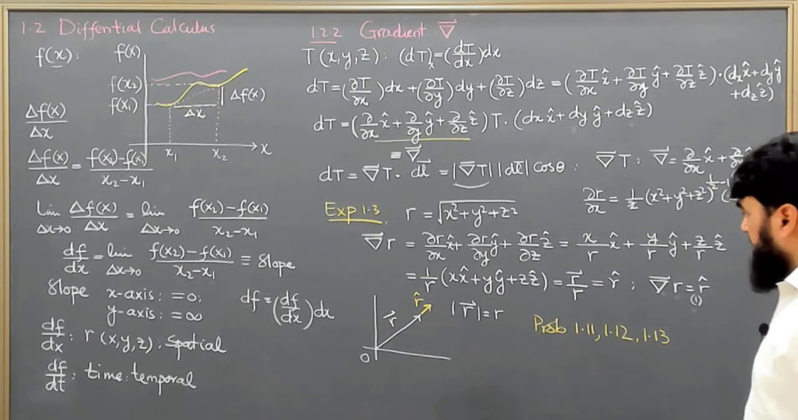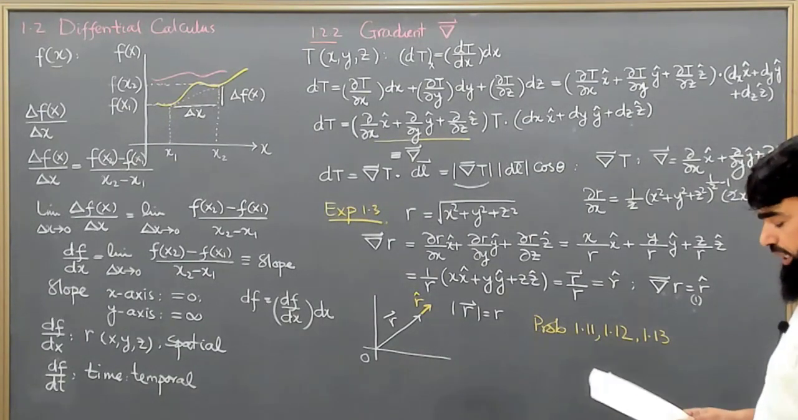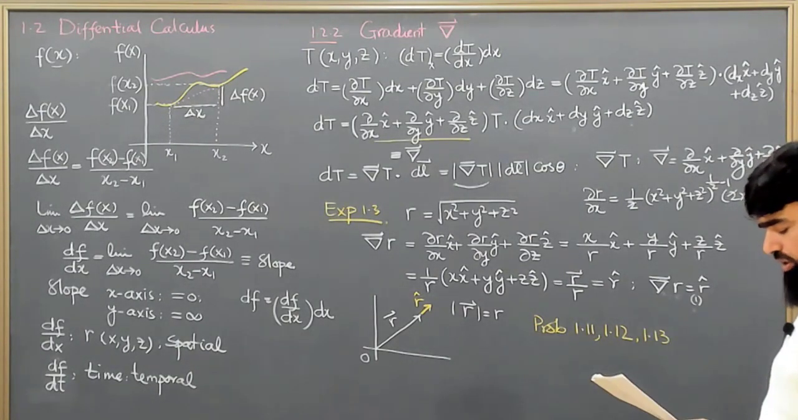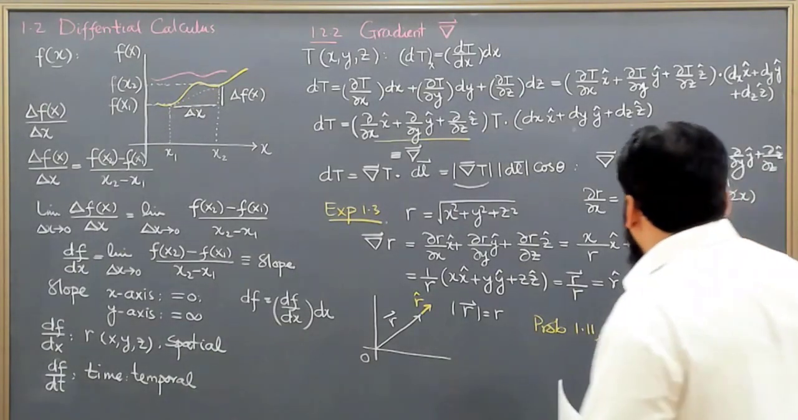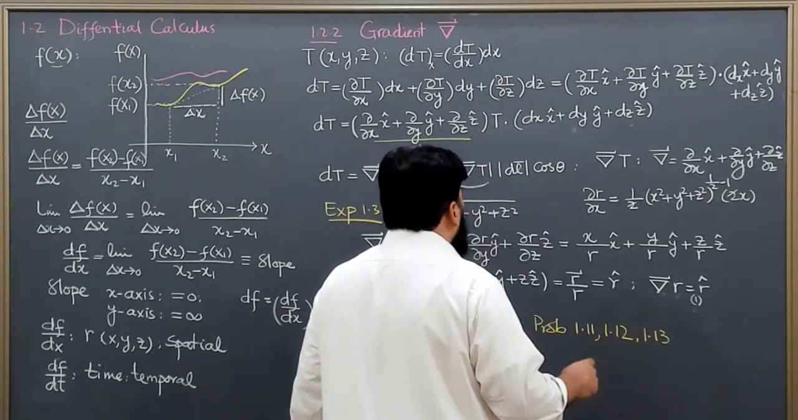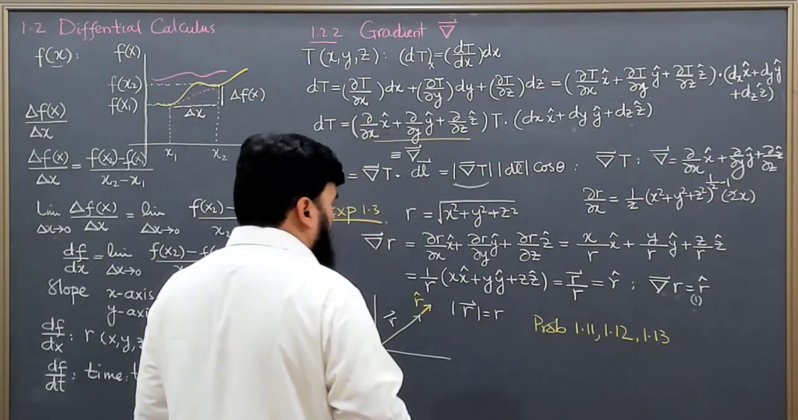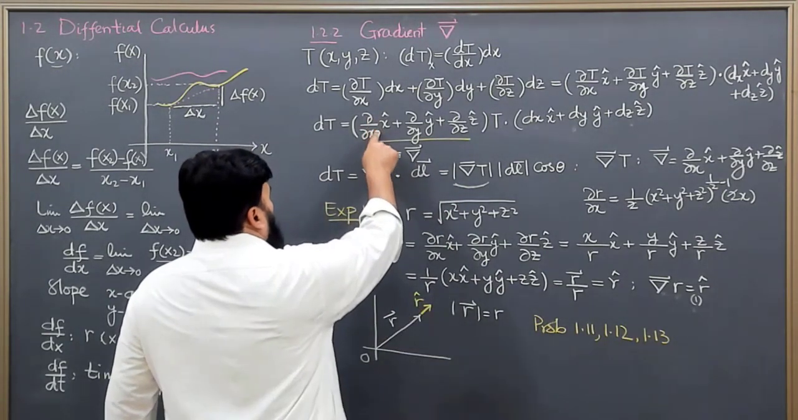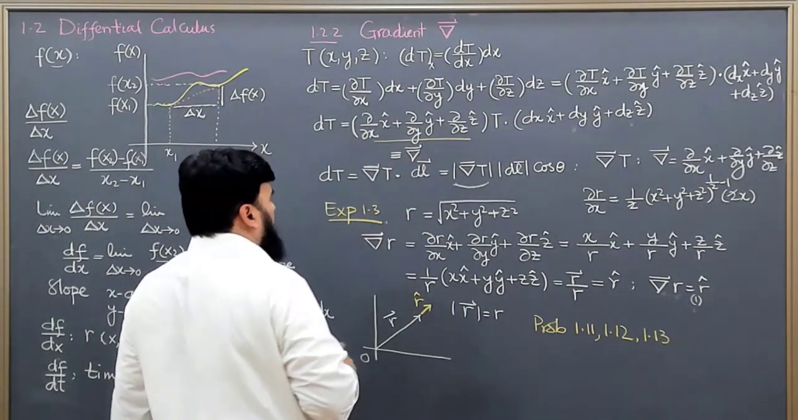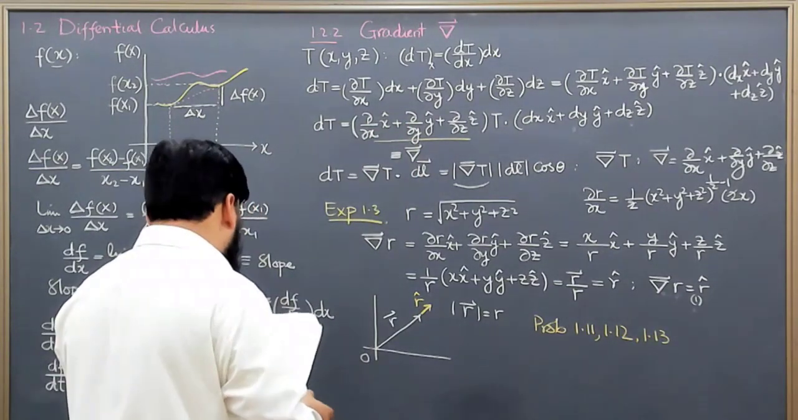This is the gradient. We call it a del operator. Like here I have written, the del operator is equal to curly by curly x, and y, and curly by curly y, and curly by curly z.